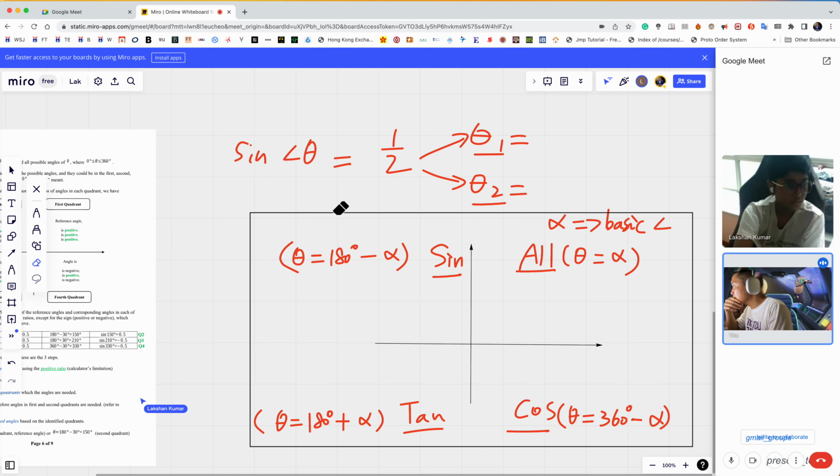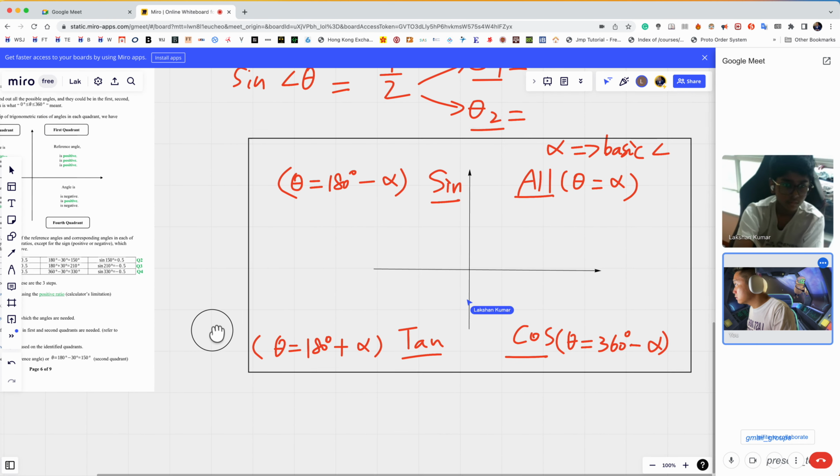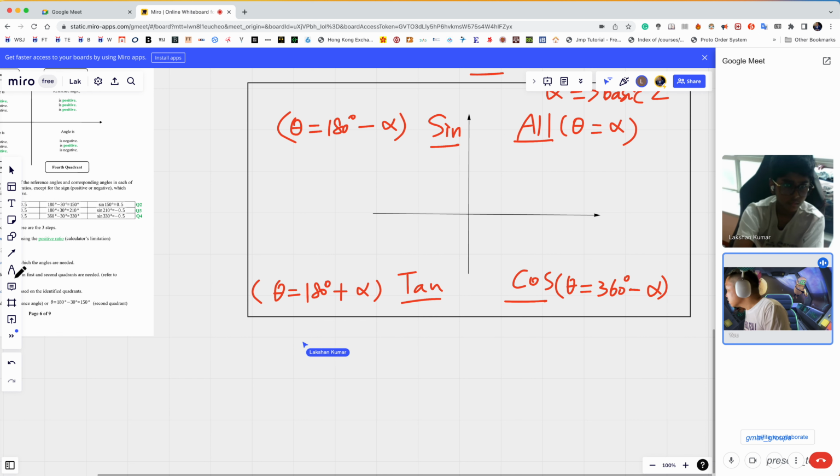So, I'm going to solve it now. Let me just move lower. First thing, it's actually very methodical. You just follow the steps. Step 1, step 2, step 3, step 4, and then you get the answer.